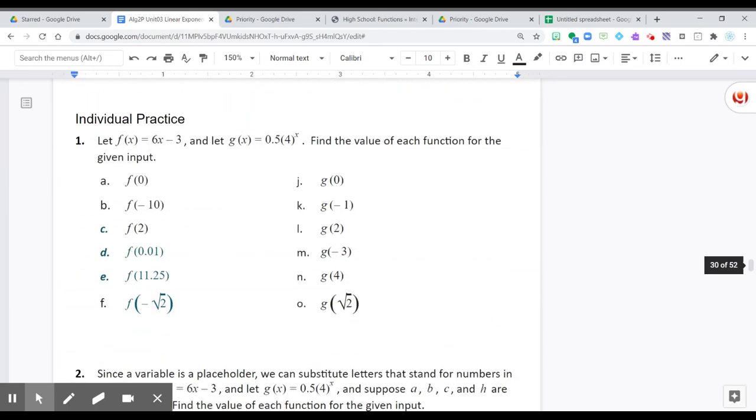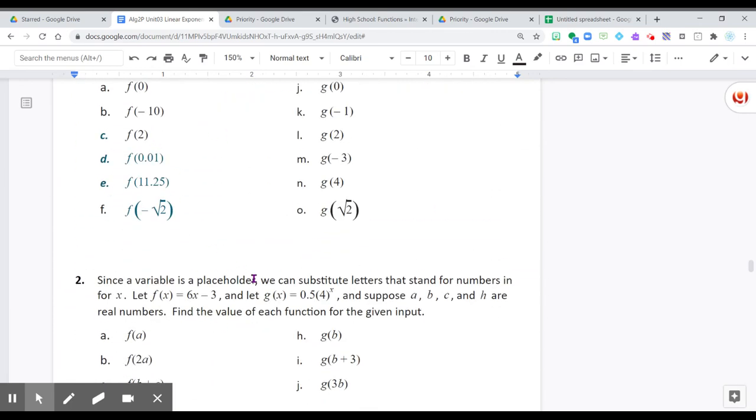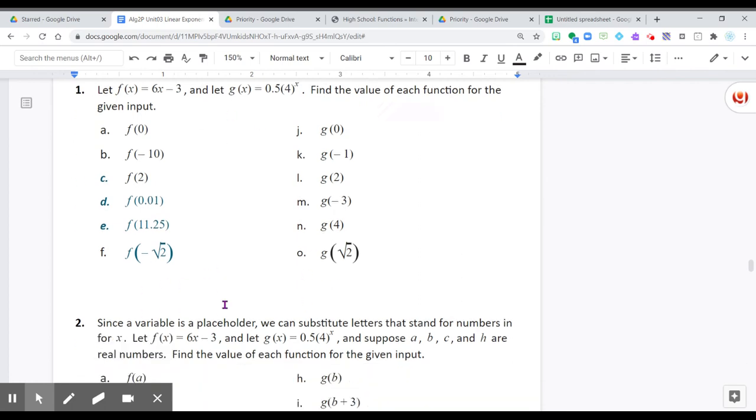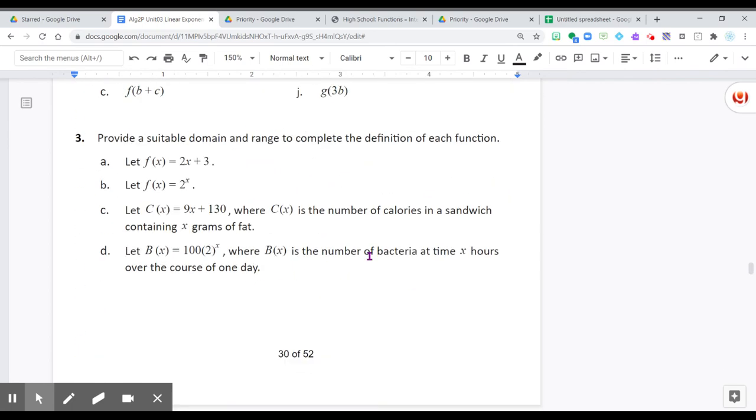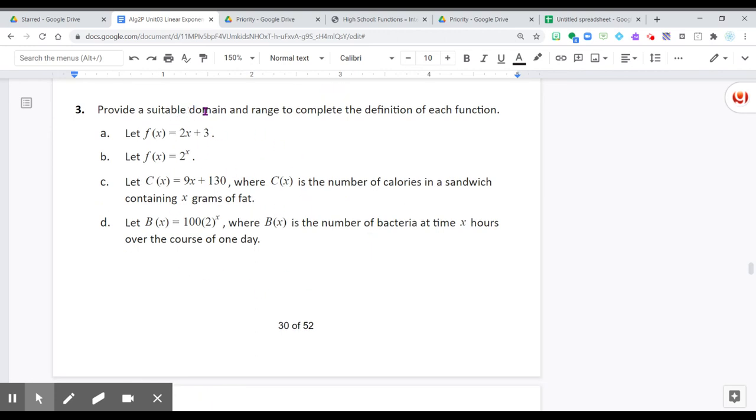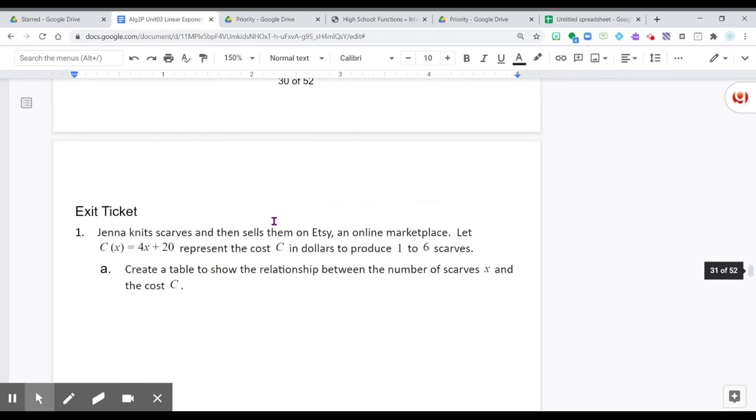All right, in class today, we're going to be looking at the individual practice and evaluating functions as we have here. Then we're going to talk about substituting in different letters, as well as talking about a suitable domain and range for each of these functions right here.